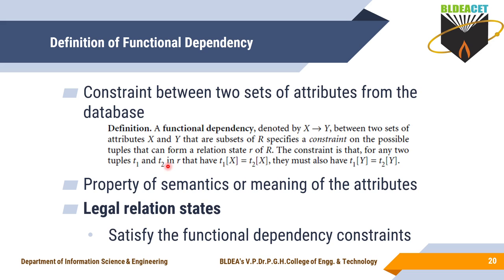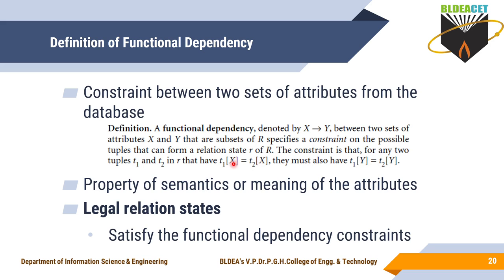Here the constraint is: t1 and t2 are two tuples in a relational state. If the X attribute values of t1 and t2 are the same, they must also have t1[Y] equal to t2[Y].